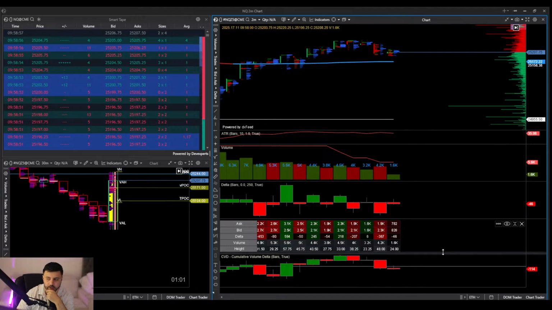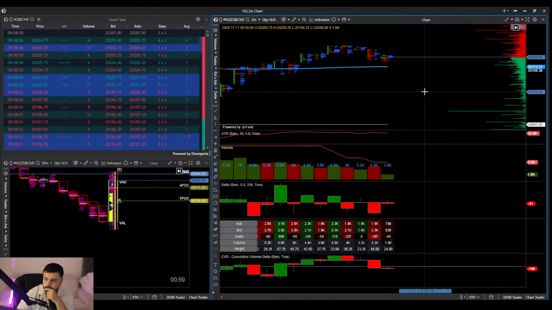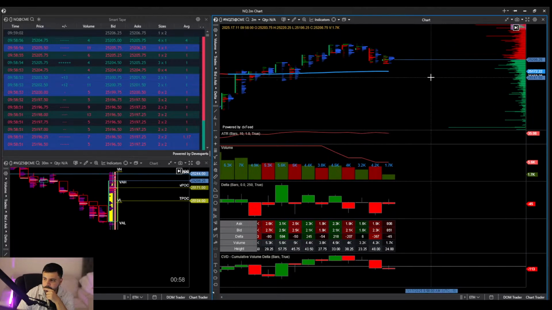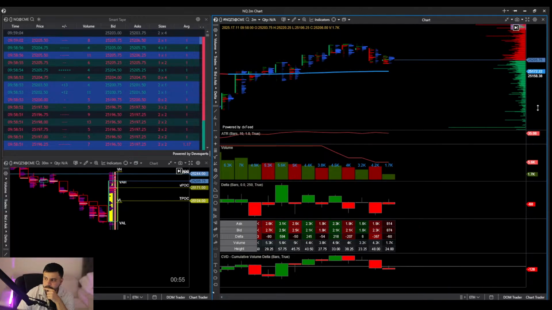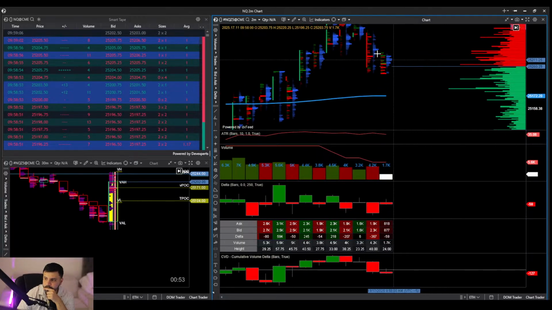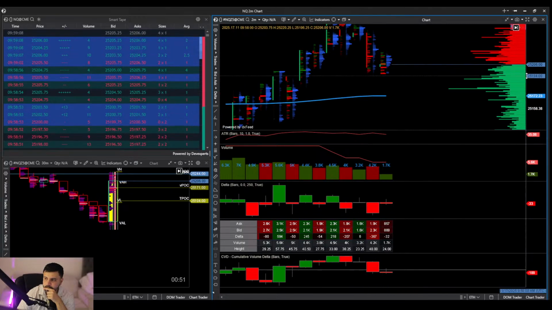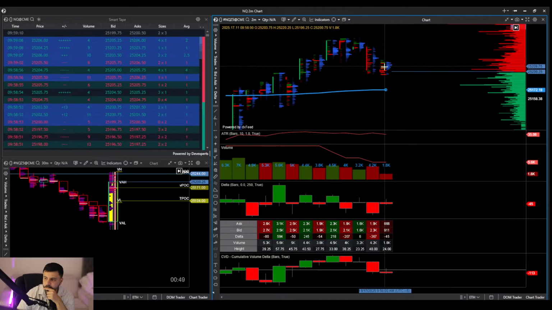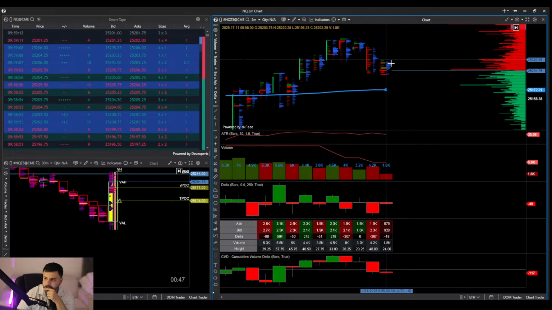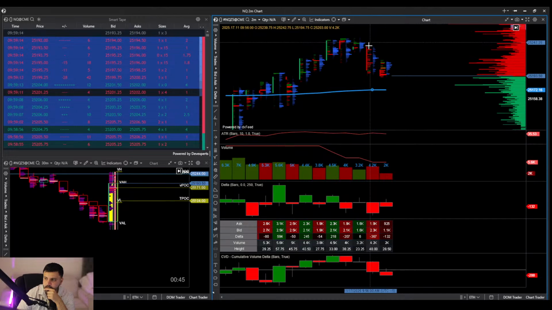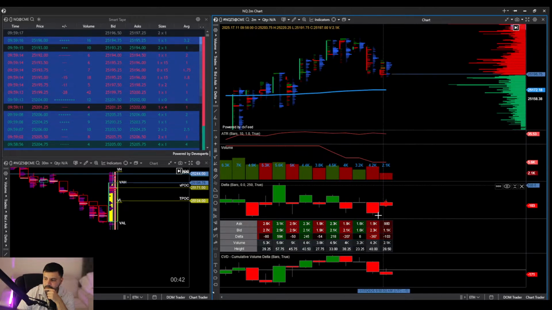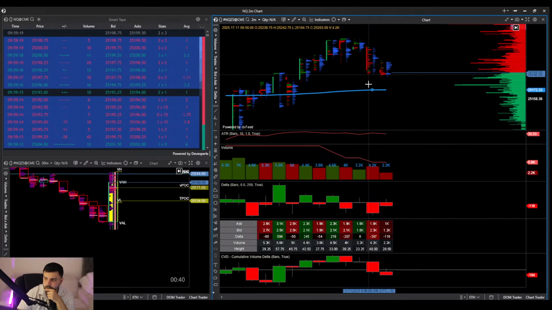One minute candle getting absorbed. Yeah, longs are getting absorbed up here. You see that? See these blue clouds, like the blue lines? That's the volume. This is the delta. This candle is complete. This candle is dominated.